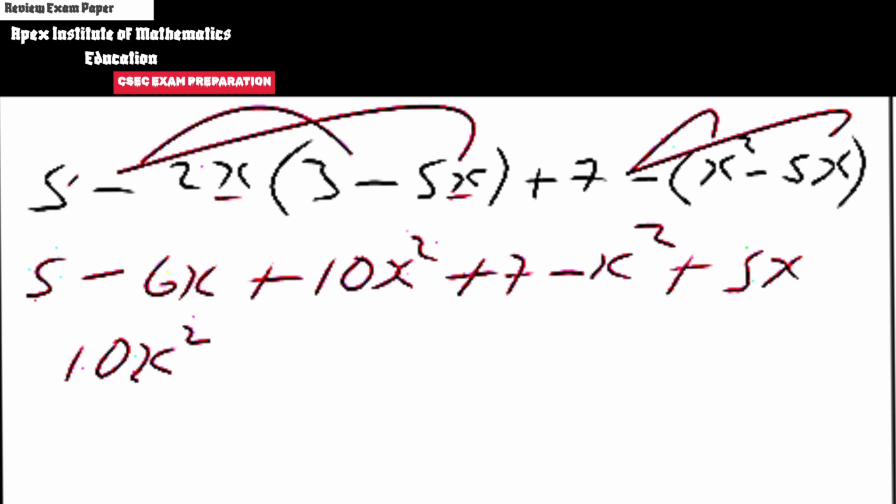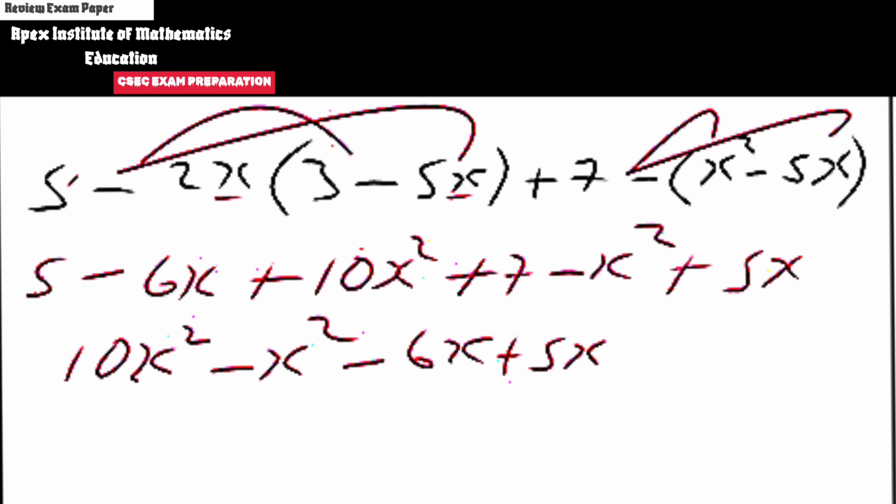So I'm going to group 10x squared with x squared. So we're going to move that negative x squared beside the 10x squared. Then we're going to have negative 6x. Do not forget to bring the negative sign that is in front of the 6x, guys. Plus 5x. And then we're going to end up with positive 5, which is at the front here. And then bring down the positive 7 here. All right, and then 10x squared minus x squared is 9x squared. Then we're going to have minus 6x plus 5x. That's going to give us negative x.